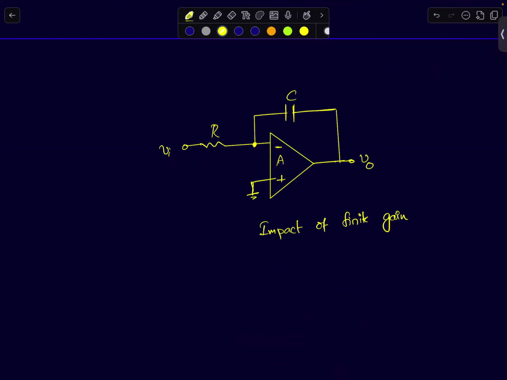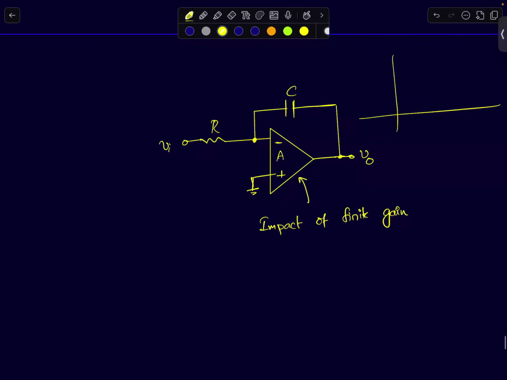All that is fine. Now I just want to take an ideal integrator and assume that the op-amp's gain is not infinity. Remember, the 1 by SRC characteristic is only obtained when I'm assuming that the op-amp is ideal. What happens when the op-amp's gain is finite, equal to A, some finite gain? In that case, what will be the impact on the circuit?